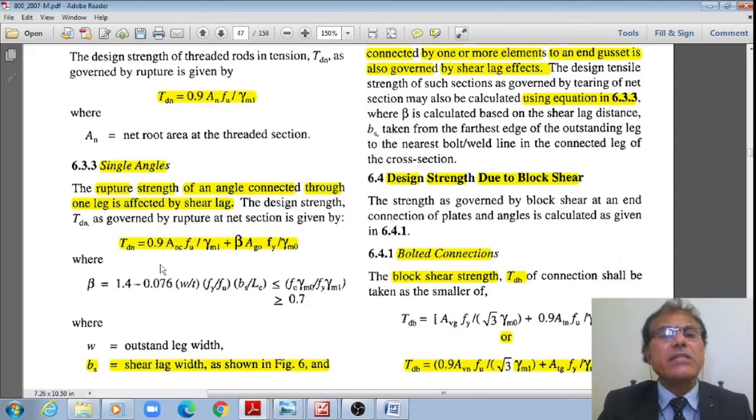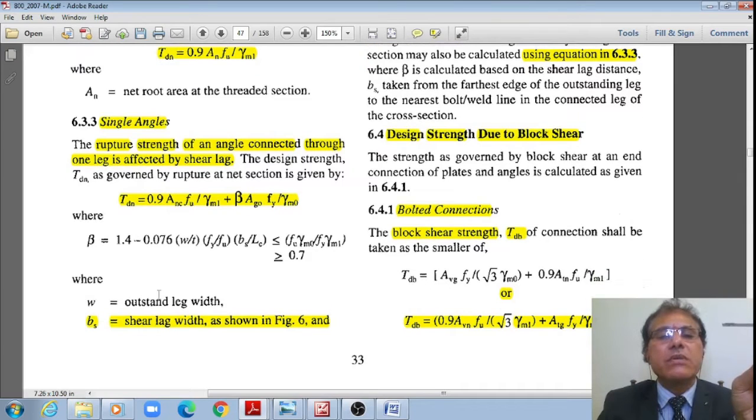Now Tdn is equal to 0.9 Anc fu divided by gamma m1 plus beta multiplied by Ago fy divided by gamma m0, where beta is equal to 1.4 minus 0.076 w by t fy divided by fu multiplied by bs divided by Lc. It should be less than or equal to fu gamma m0 divided by fy gamma m1. It should be greater than or equal to 0.7. This we already saw the other day elaborately.